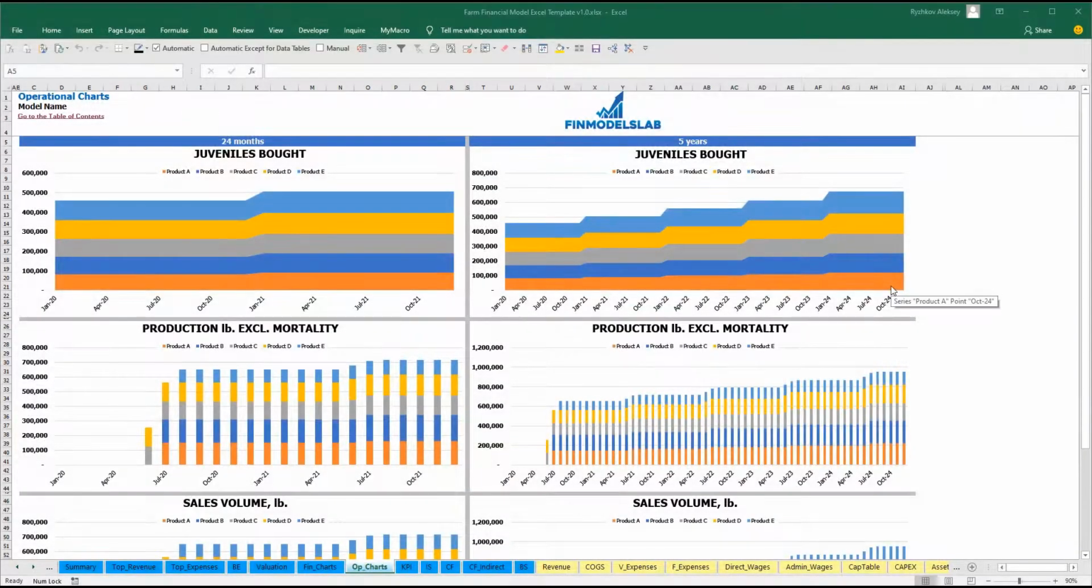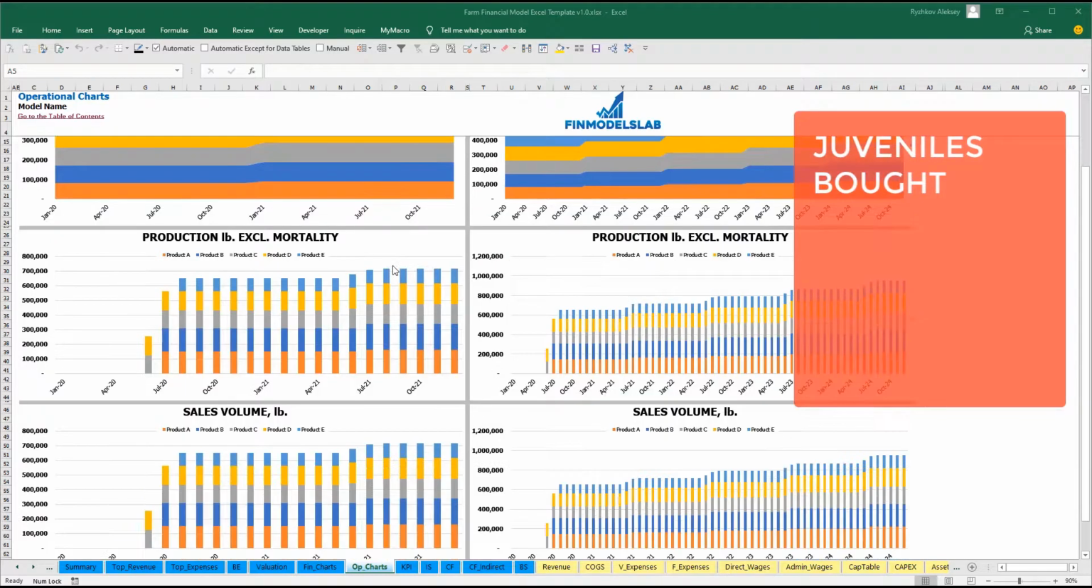On the operational charts, you may see two sets of charts with the main operational KPIs. On the left side, you may see 2 years broken down by months, and on the right side, you may see the 5 years broken down by months. On the top set of charts, you may see the juveniles bought.